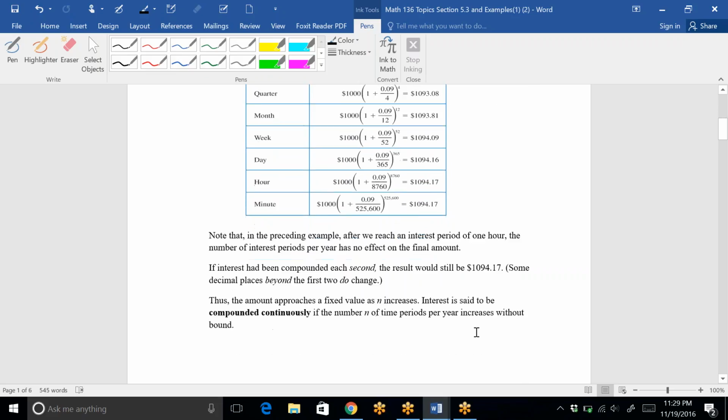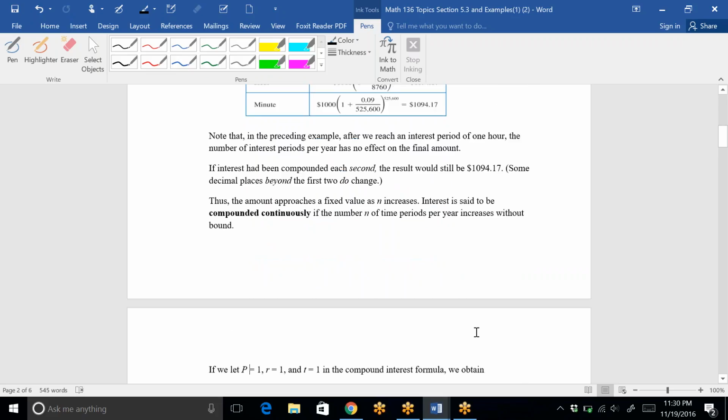So we got to a point where essentially you don't do anything else. This is considered to be compounded continuously, which is that the number n of time periods per year increases without bound, and we approach a fixed value.